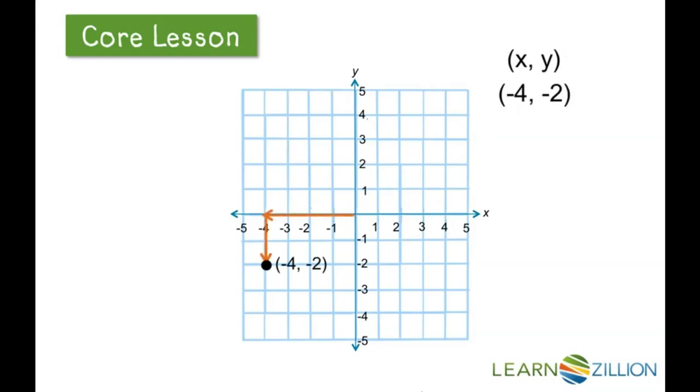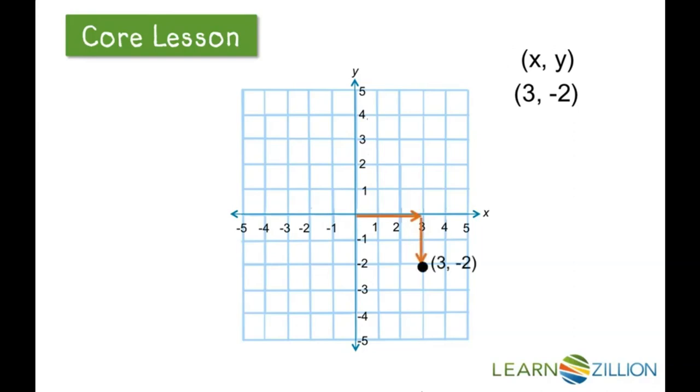Now we have -4, -2. Because it's negative, we're going to go to the left of 0, and from there, we'll go down 2. For 3, -2, x is positive, so we'll go to the right 3, and then from there we'll go down 2 because y is negative. For numbers that have 0, like this, we go over 4, but then we just stay there. We don't go up or down. And if we have x is 0, we just start on the x-axis, and we would go down from there.